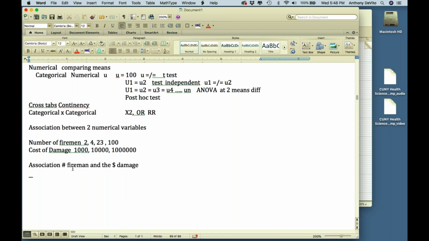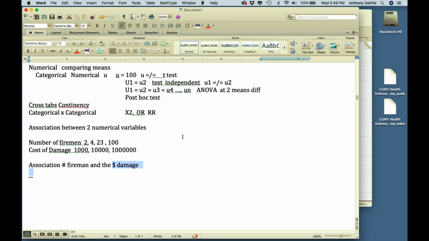Now, I could actually draw a graph if I wanted to. If my tablet were working right now, I would maybe try and sketch out a graph. But imagine this. I could draw a graph where the x-axis is the number of firemen and the y-axis is the amount of damage. So for instance, 2 firemen show up and there's $1,000 worth of damage. 4 show up and there's $10,000. 23 show up and there's $1 million worth of damage.